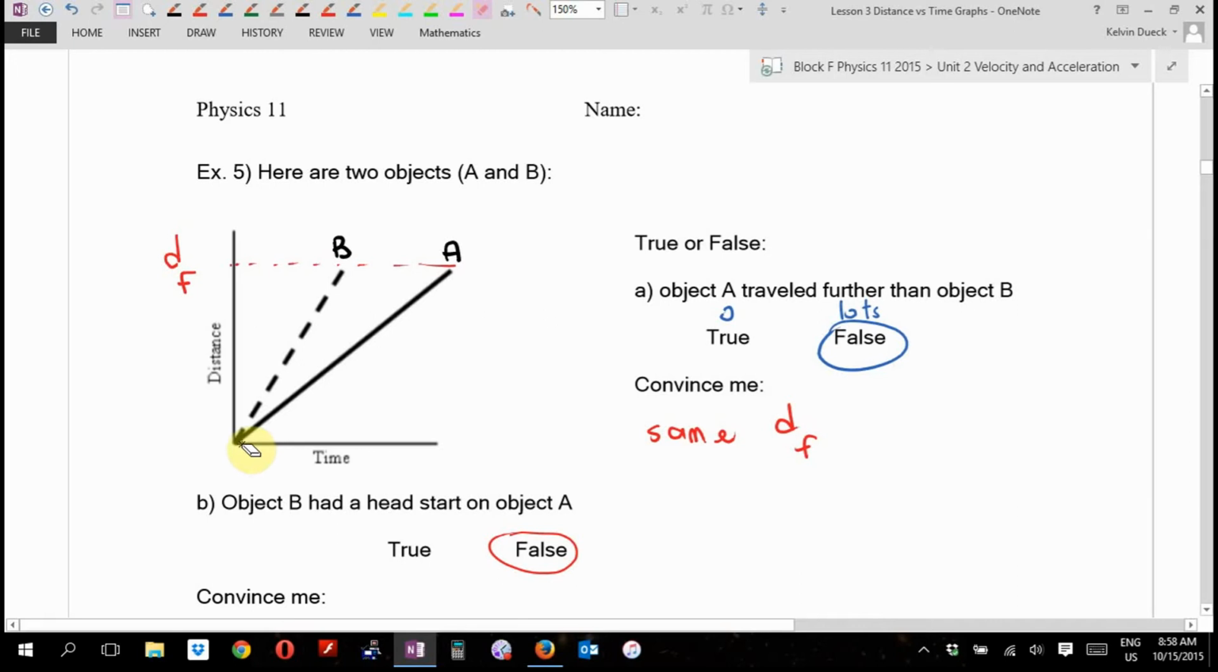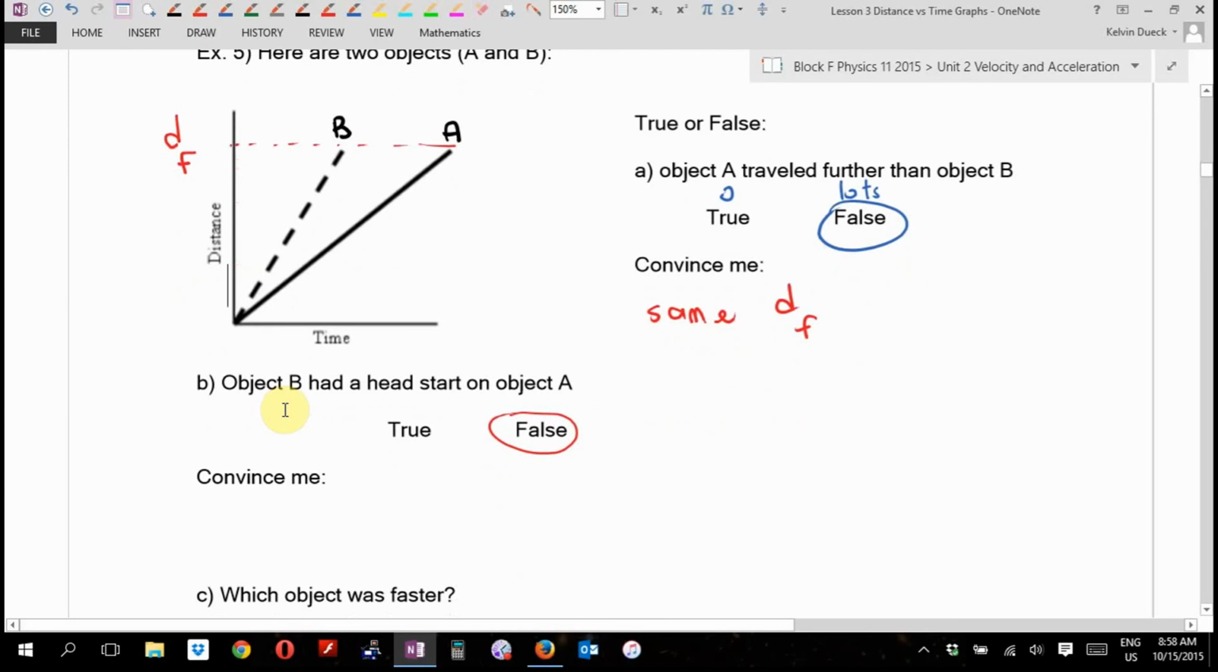They started same location, same time. They started at 0, 0. They both started at the starting line. Convince me. Both start at 0, 0. I could probably think of a shorter way to write that.